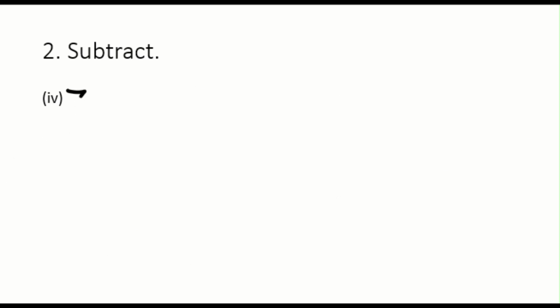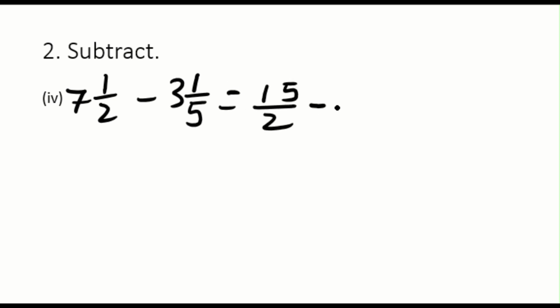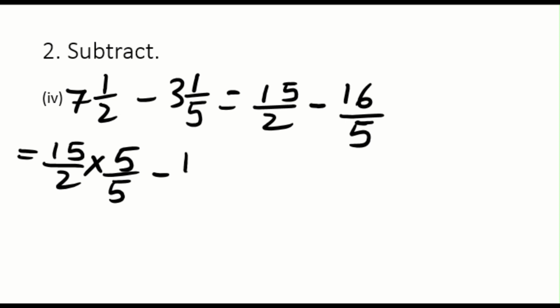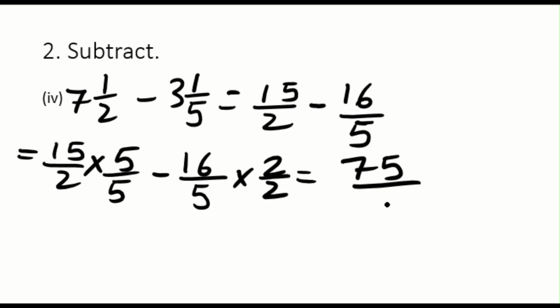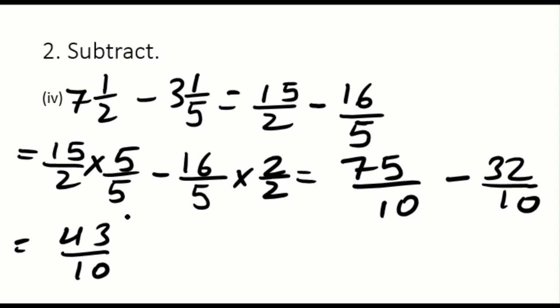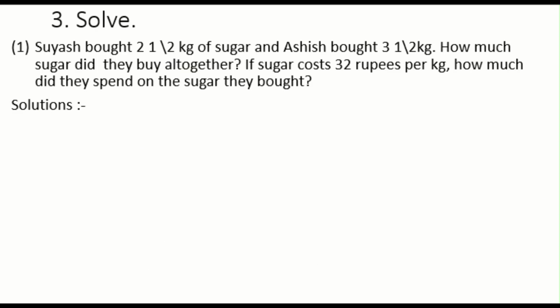Then next is 7 1 upon 2 minus 3 1 upon 5. Let's do it by second method. So when I multiply 7 by 2 and plus 1, I'm going to get 15 upon 2 minus 5 3s are 15 plus 1 16 upon 5. Now let's make this like fraction. 15 upon 2 we're going to multiply by 5 upon 5, and 16 upon 5 we're going to multiply by 2 upon 2. We're going to get answer as 75 upon 10 minus 32 upon 10, which is then equal to 43 upon 10. When I convert this improper fraction into mixed fraction, I'm going to get 4 3 upon 10.